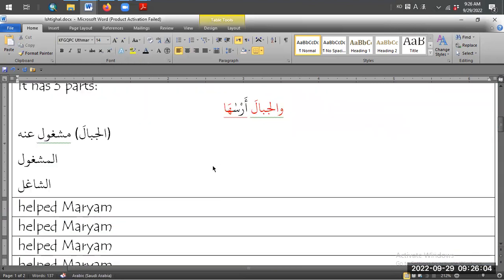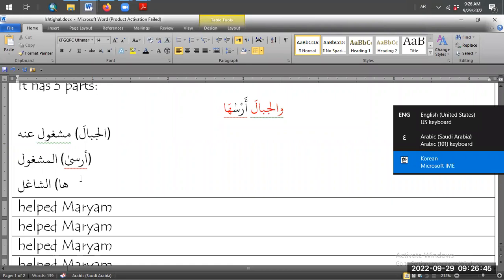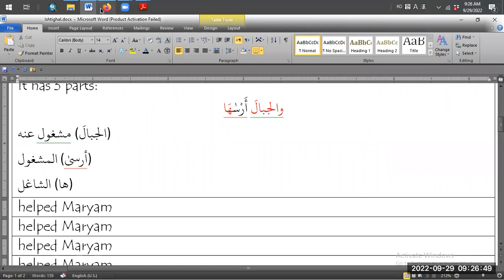Okay, the mashghul, Sister Ferry. Which mashghul? Arsa. Should we have it like this? Yes. And then the shaghil is? The shaghil is ha. Okay. Al-jibala.